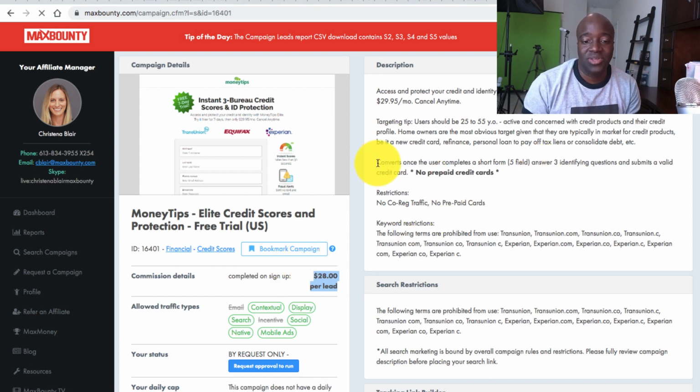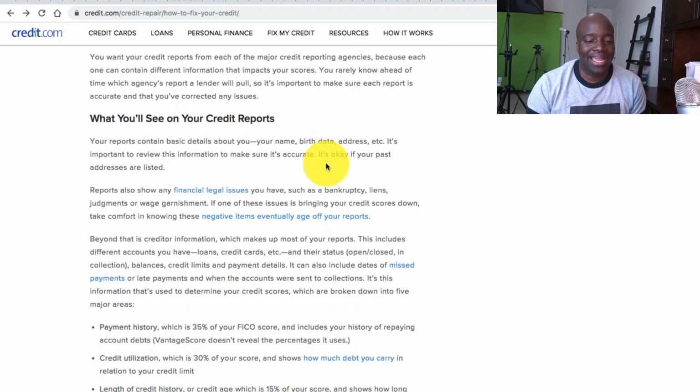So it actually says here that the offer would convert once the user completes a short form, answers 3 identifying questions, and submits a valid credit card. So once that is done, you're done. They don't even have to purchase the actual service. They could cancel within the 7 days, but you've done your job by getting them to this offer, and you would have made $28. Now we flip back over to the actual article.